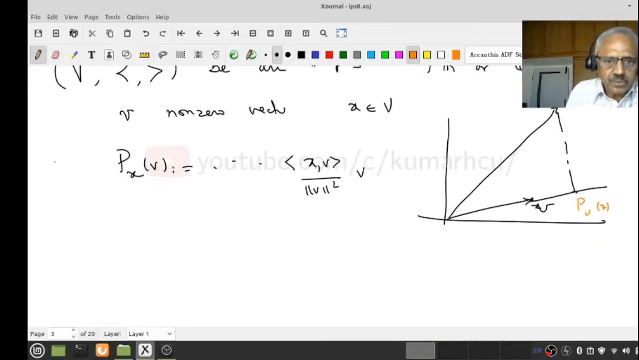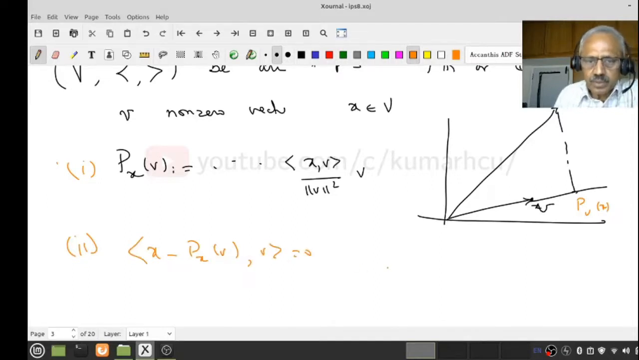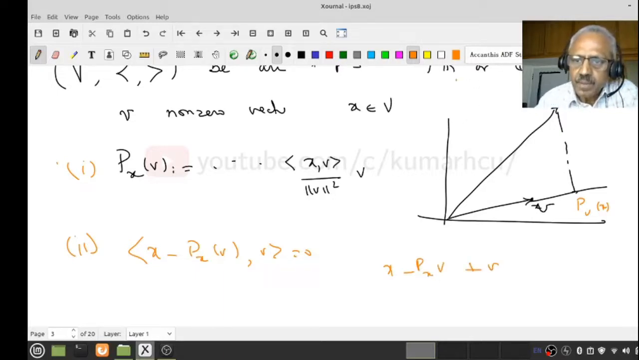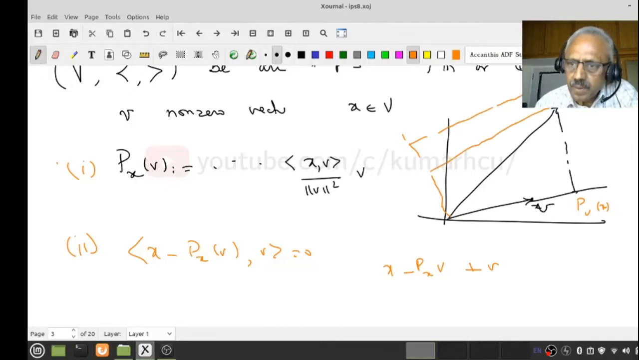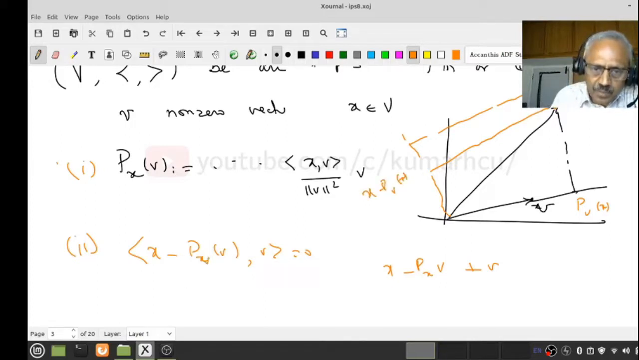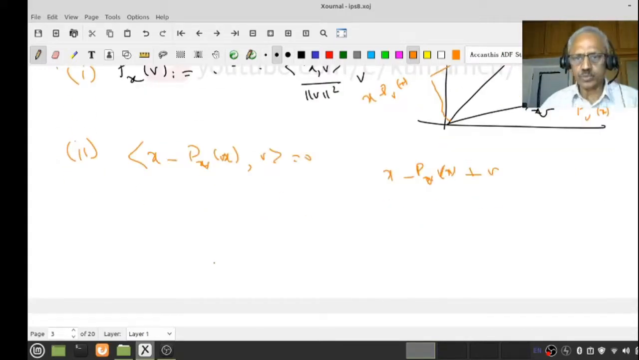What have we learned? This is the first definition, recall this. The second thing you should recall is that X minus P_V of X has inner product 0 with V. That is, X minus P_V of X is perpendicular to V. This may be my X minus P_V of X, the orthogonal projection. These are the only two facts I will need.